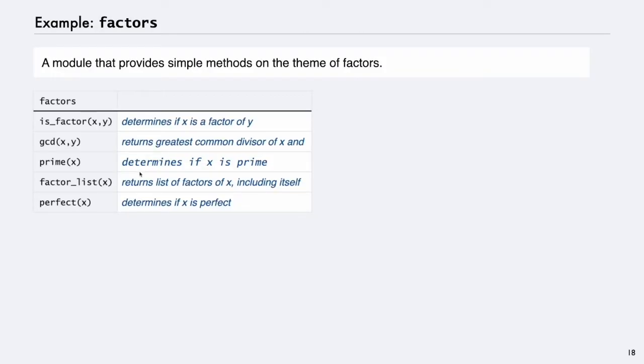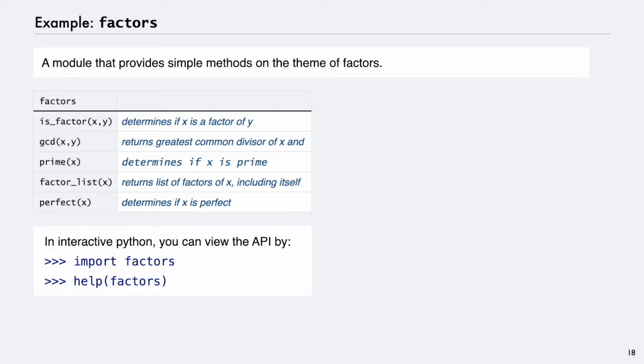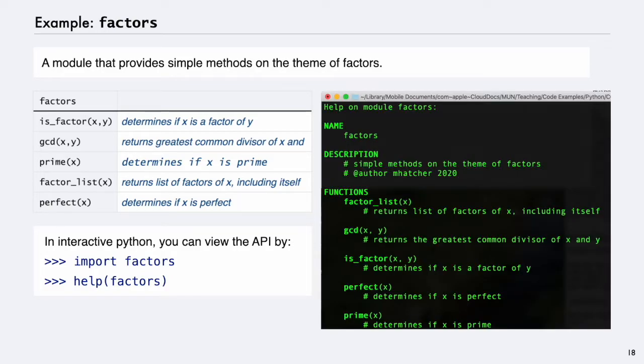Using this factors example, which we briefly looked at, we have some functions that are inside the factors file, factors.py. We can view the API by typing help(factors), depending on what's been there. And it's going to give us a bunch of information on factors, simply from the comments that are inside of the file.